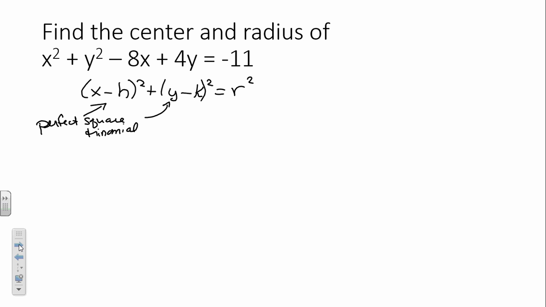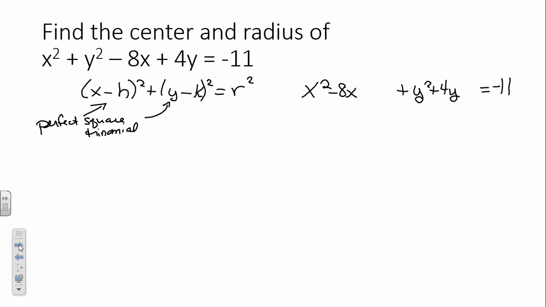So the key to doing this is, first of all, we're going to gather ye rosebuds while ye may. We're going to get our x's together. Leave some space. We're going to get our y's together. Leave some space. And then we're going to put our negative 11 over here, still negative 11 on the right side all by itself.